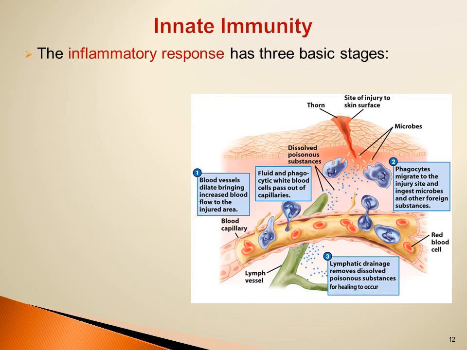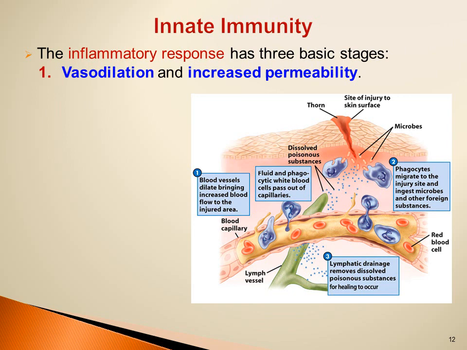The inflammatory response has three basic stages. These are vasodilation and increased permeability, as we can see here. Blood vessels dilate, bringing increased blood flow to the injured site. The cause of inflammation in this example is injury to the skin. The skin is torn and microbes entered through the wound, and the microbes release dissolved poisonous substances that will induce an inflammatory response.